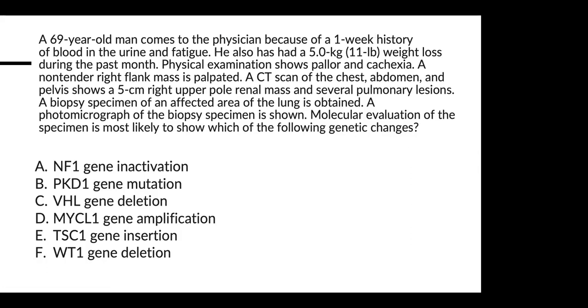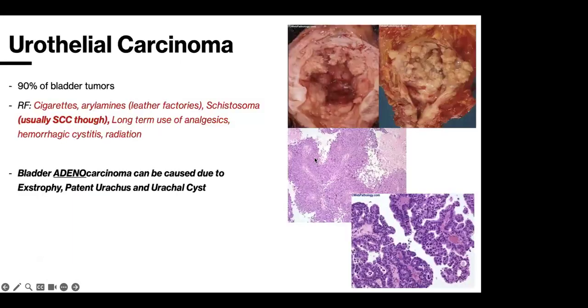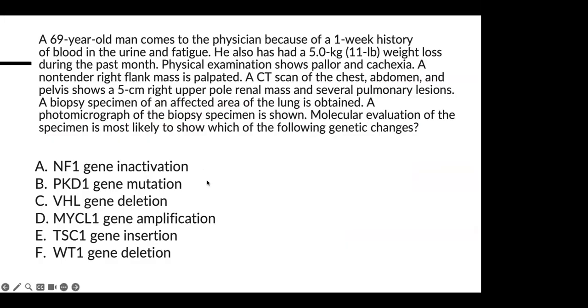A CT scan of the chest, abdomen, and pelvis shows a 5 centimeter right upper pole renal mass and several pulmonary lesions, and a biopsy of the affected area of the lung is obtained. A photomicrograph of the biopsy specimen is shown. Oh, where's the image? The image is missing. Anyways, you guys got the diagnosis anyway.